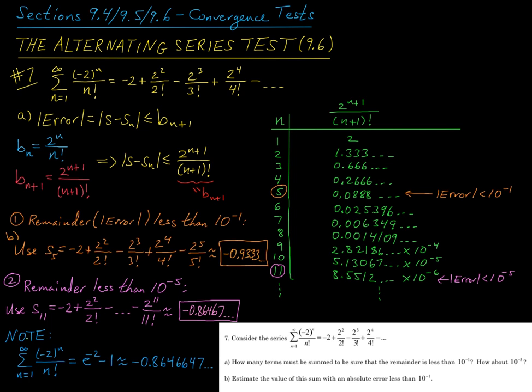Now, as a side note here, we'll be able to show in chapter 10 that the exact value turns out to be e to the negative second power minus 1, which is about negative 0.8646647, and so on. And notice our approximation when we used 11 terms is negative 0.86467, and so on. Pretty darn close. It's going to be within 10 to the negative fifth.